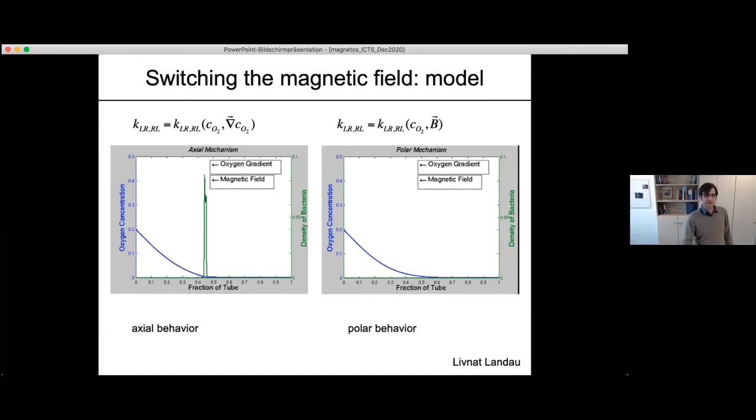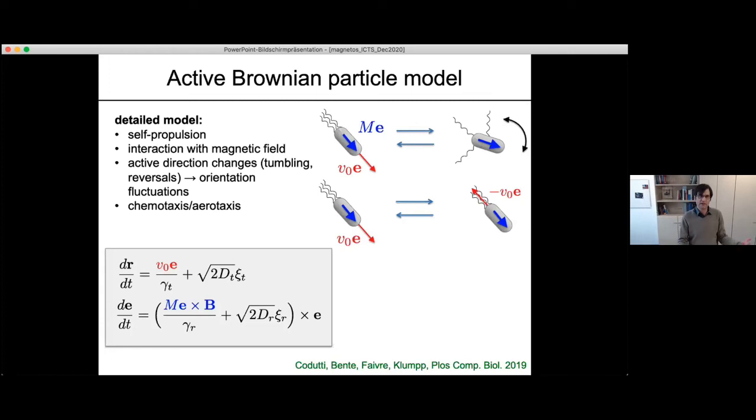Okay, this model is kind of qualitative, it is not a very quantitative model. So more recently, we tried to do somewhat better. And to do that, we came back to this active Brownian particles model that I have shown you in the beginning. So we made a very detailed model, and we in that case mostly means Agnese Corduti, a PhD student who was jointly supervised by me and Damien Fèvre. She made this model that includes the self-propulsion, so that's the active Brownian particle, the interaction with a magnetic field. So now we have a magnetic moment that gives rise to a magnetic torque in the orientation equation. But also, in addition, some active direction changes, which could be of two types, either tumbling, where you have a random reorientation of the cell body, or a reversal, where the bacterium just starts swimming backwards. And then she also includes chemotaxis or aerotaxis to measure the oxygen gradients.